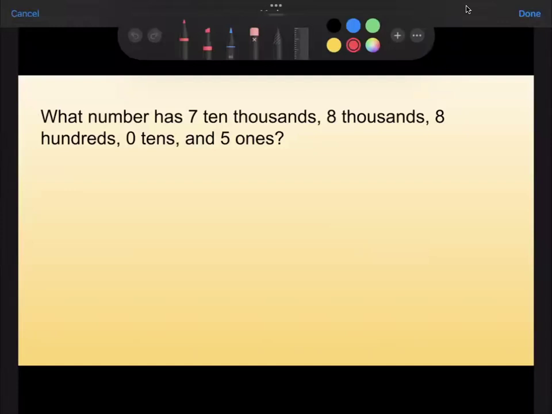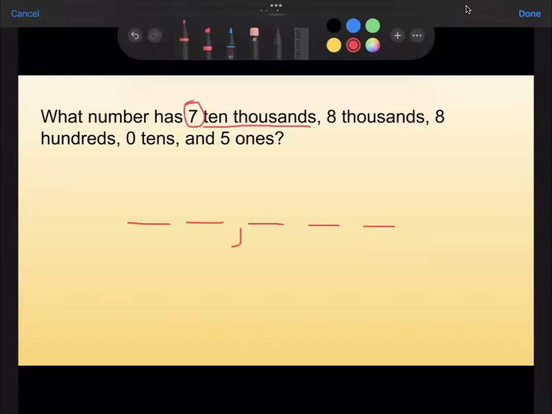Okay, here is our next one. What number has 7 10,000s, 8,000s, 800s, 0 tens, and 5 ones? So what I want to do here to figure this out is I see that the biggest place value they name is the 10,000s place. So I'm going to create enough lines or spaces to give me a number that would go to the 10,000s place. So I'd do ones, tens, hundreds, then a comma, thousands, and 10,000s.